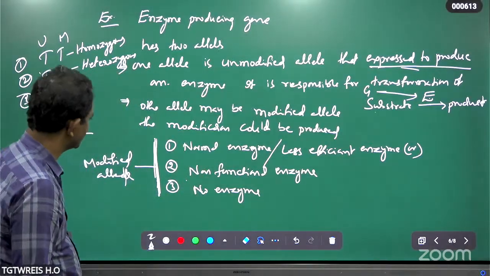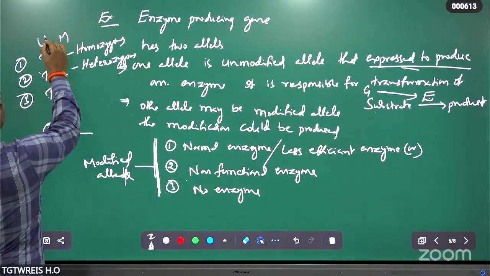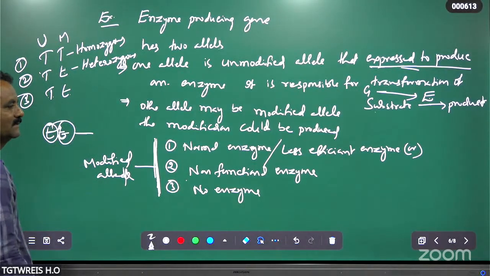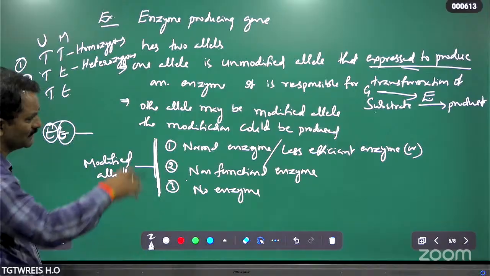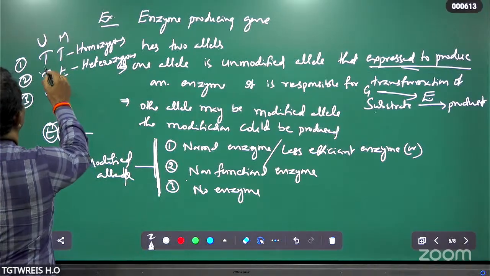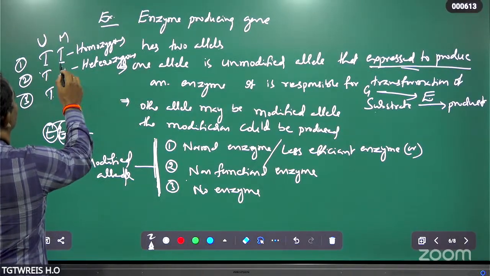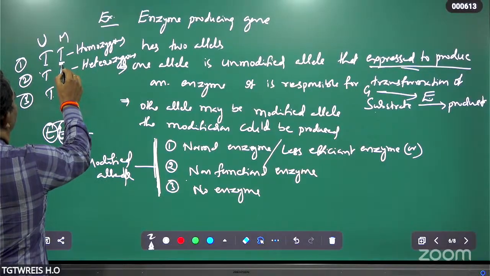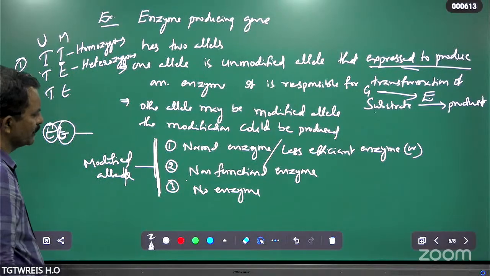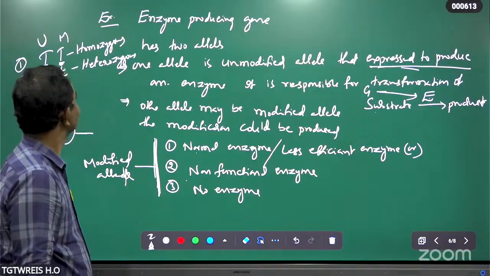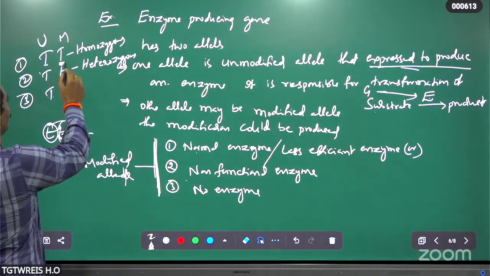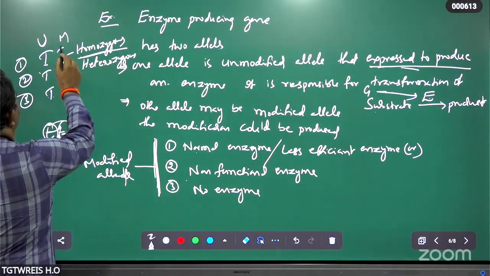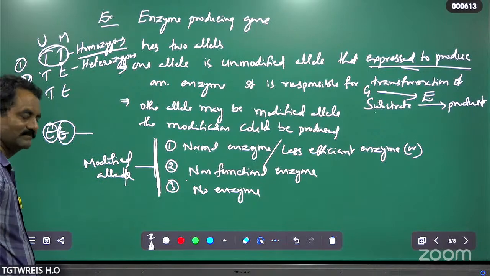In these conditions, only the unmodified allele is responsible for the production of a phenotype, that is nothing but the enzyme. Here both are equal, that is, the other allele also produces a normal enzyme. So in which condition are they homozygous? This condition is common, right?